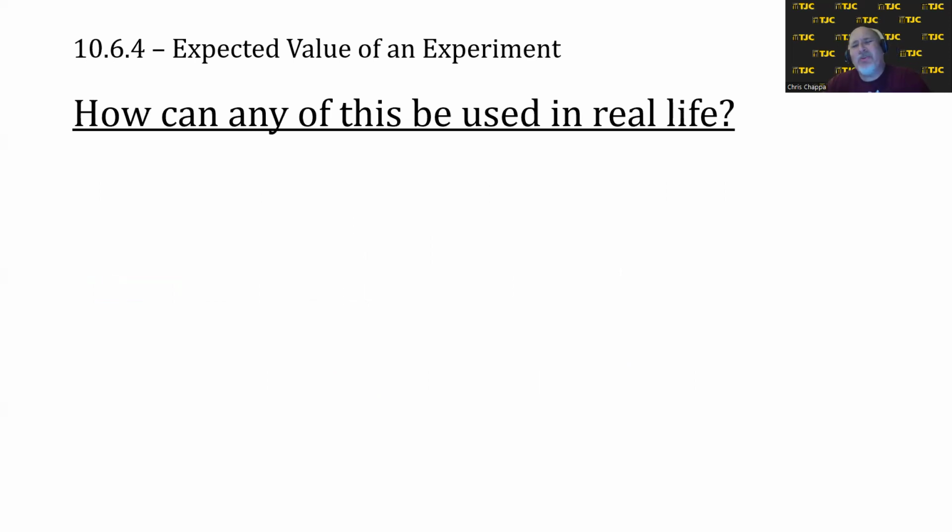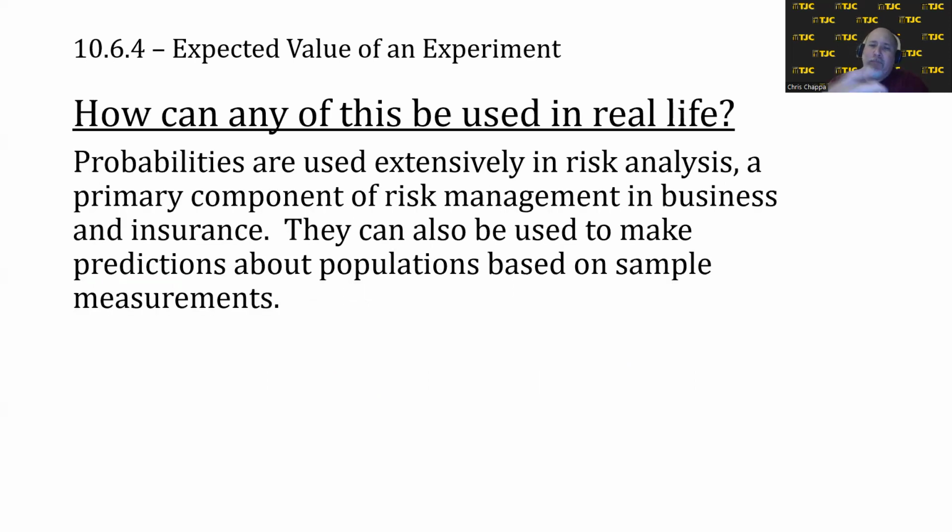But how can any of this be used in real life? Well, probabilities are used extensively in risk analysis, like when you're buying insurance, a primary component of risk management in business and insurance. They can also be used to make predictions about populations based on sample measurements. For example, if I wanted to know what percent of people are going to vote a certain way in a national election, I could survey 1,000 of them and come up with a percent that vote a certain way, and then use probability and statistics to make a prediction about the population. It's not an exact science, but it's pretty good.